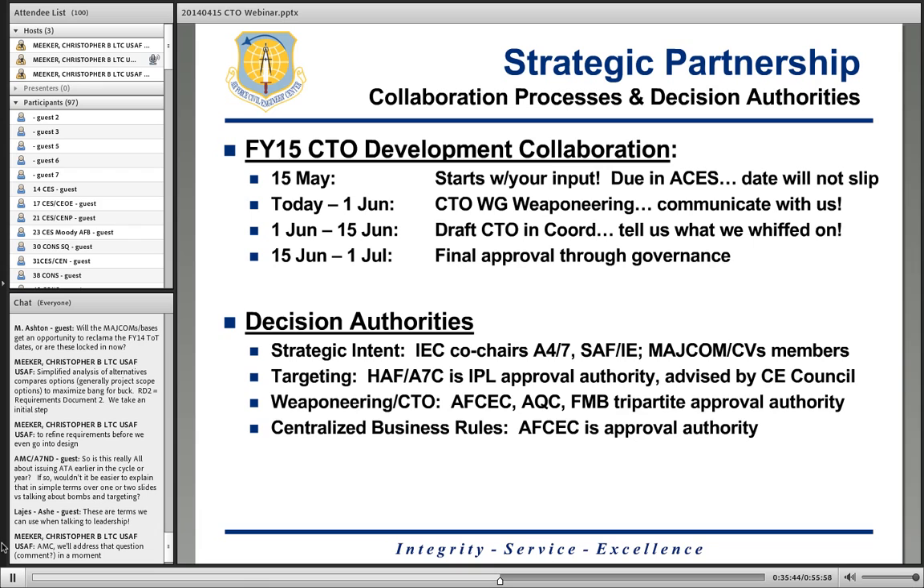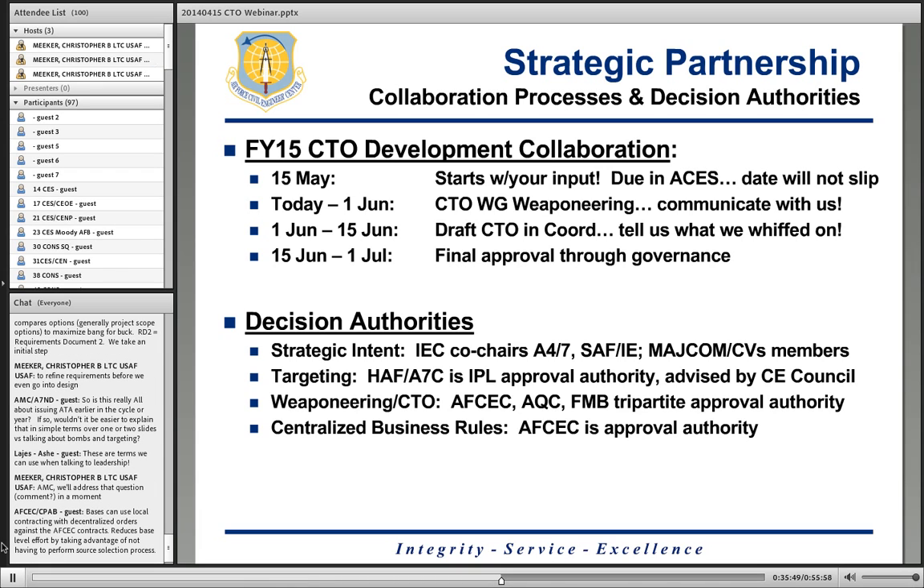1 June to 15 June, draft CTO and CORD out to you guys to tell us where we whiffed, and then we're going to go through the governance schedule and get it approved at the end of July.